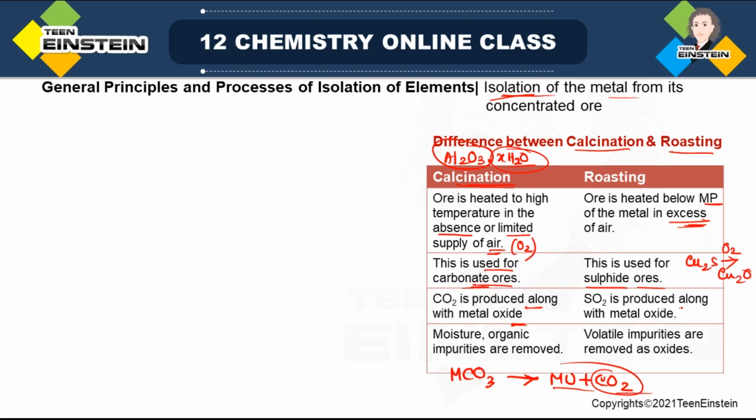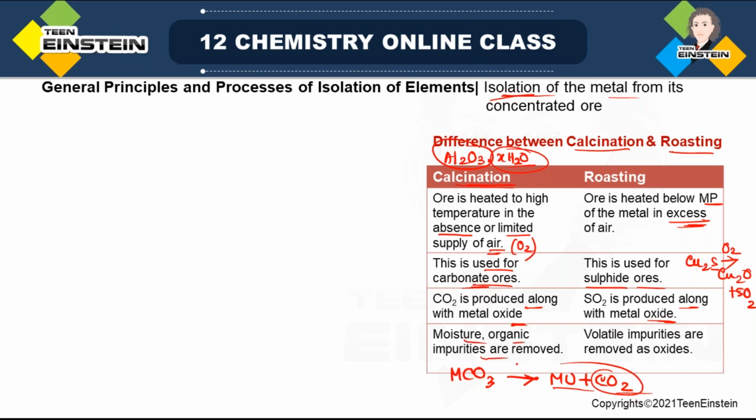And here SO2 is produced along with metal oxide. So oxygen also reacts with sulfur and SO2 is produced. So in roasting, the gas that is generated is sulfur dioxide. But in case of calcination, the gas that is generated is carbon dioxide.